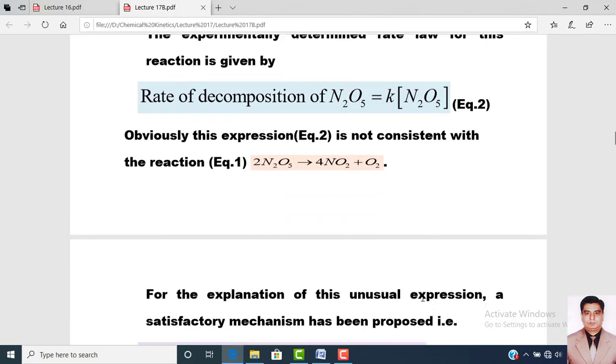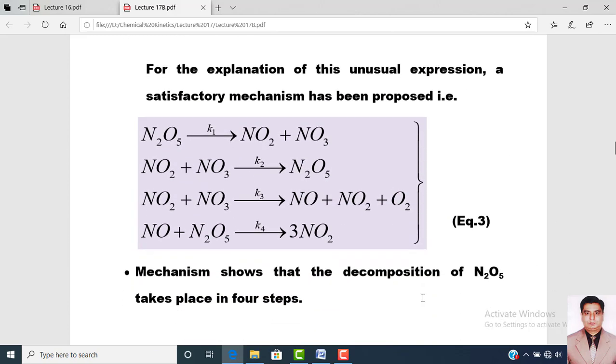Dear students, for the explanation of such unusual expression, a mechanism has been proposed in equation number 3. According to equation number 3, this is a 4-step mechanism. So in the first step, N2O5 under rate constant K1 decomposes to NO2 and NO3.